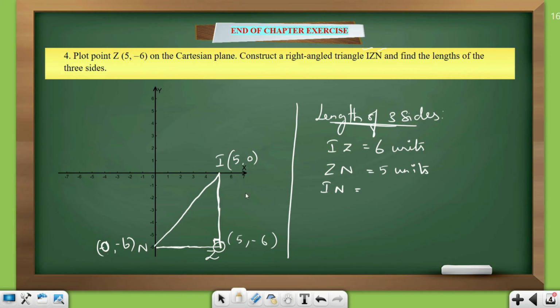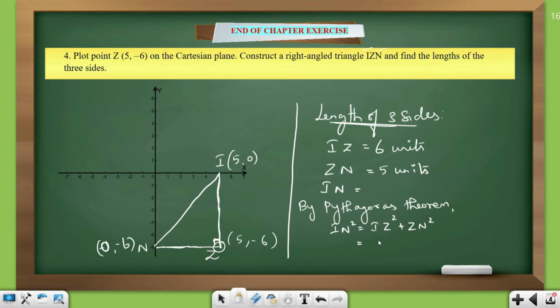Since we know the length of other two sides as 6 units and 5 units, and also the triangle IZN is a right angle triangle, by Pythagoras theorem we are able to find the value of the hypotenuse. Okay, so by considering Pythagoras theorem we know that IN square is equal to IZ square plus ZN square. Square of hypotenuse is equal to sum of square of other two sides.